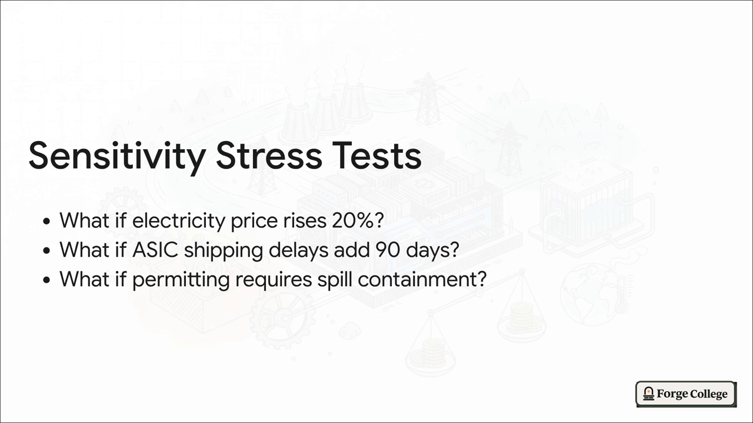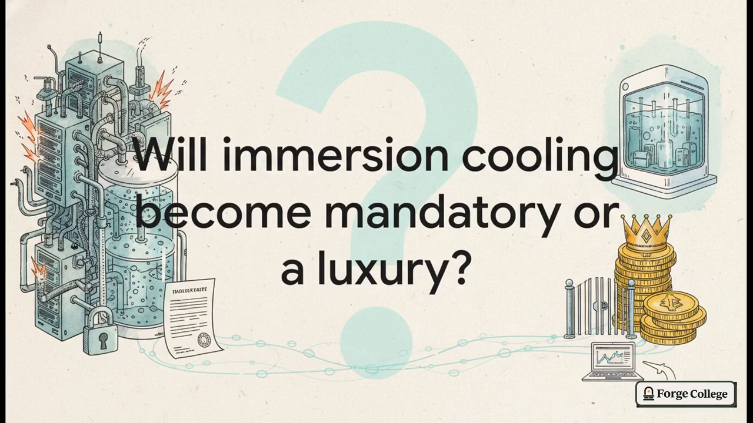I want to leave you with a bit of a provocative thought to chew on here. As the network grows and global power grids get tighter, will future physical and regulatory constraints make extreme technologies like immersion cooling and heat reuse absolutely mandatory just to survive? Or are they going to remain a premium luxury reserved for only the most well-funded operations? It's the multi-million-dollar question every major miner is grappling with right now.